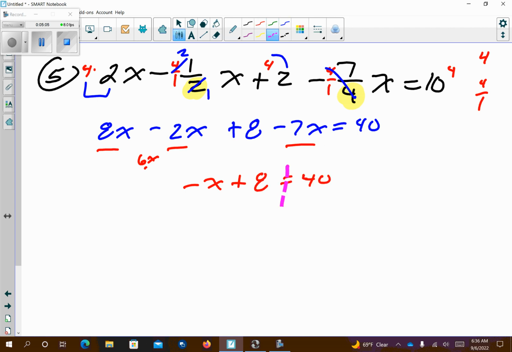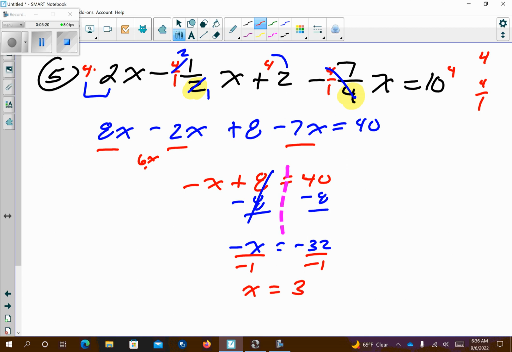Now we're ready to start solving it. Let's subtract 8 from both sides. Those cancel. So we can get rid of our denominator. Divide each side by negative 1, or multiply both sides by negative 1. It's your choice. That'll give me a positive 32. That's what x is equal to.